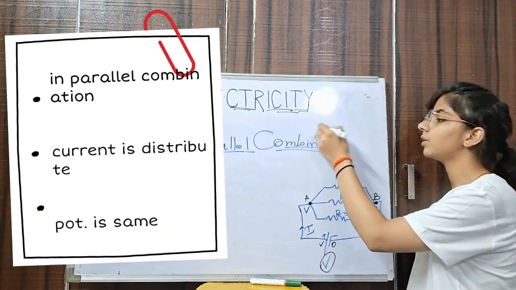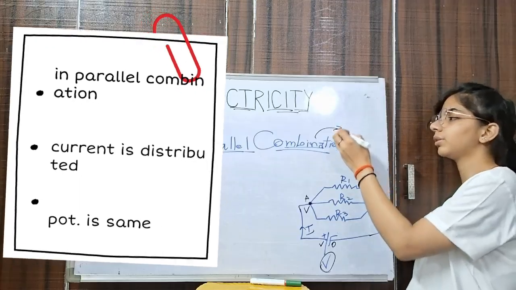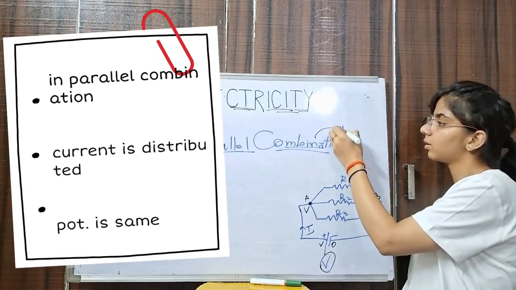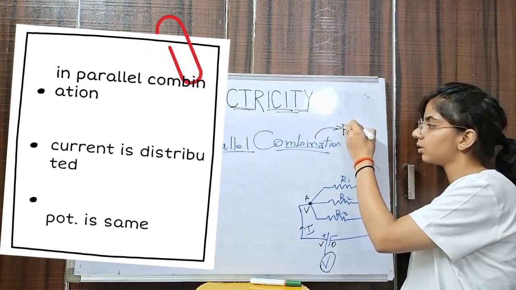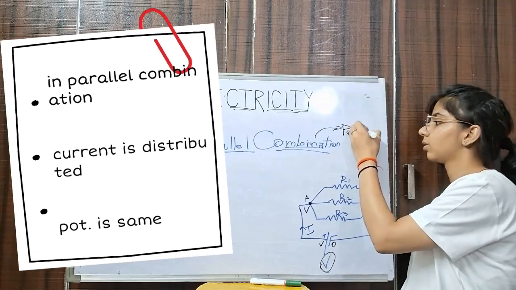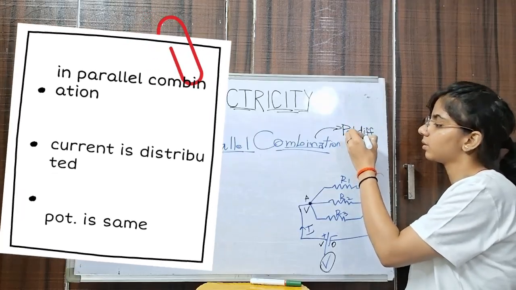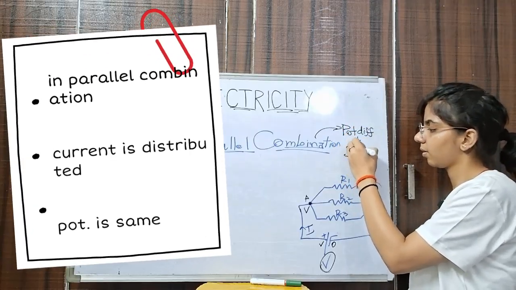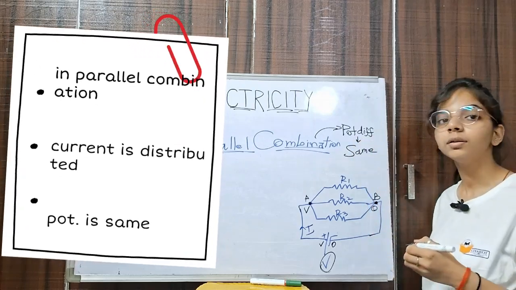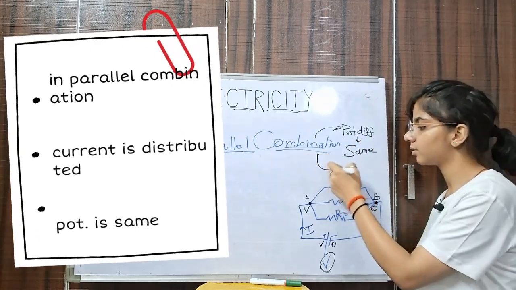So the potential difference in parallel combination remains the same across each resistance, right? And the current distributes in it.